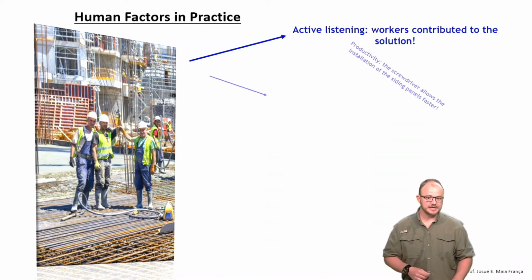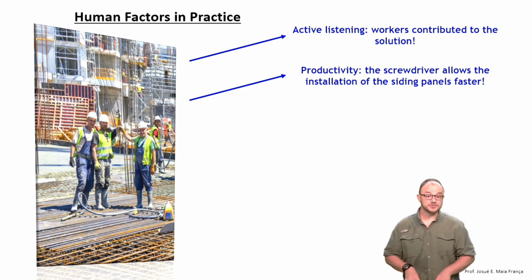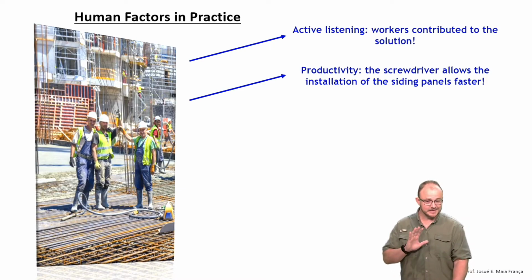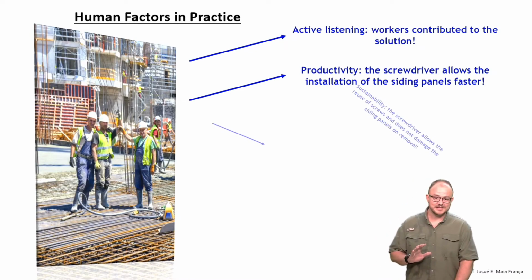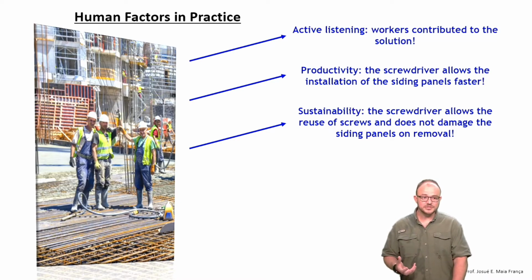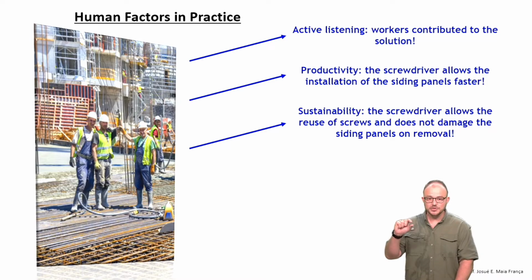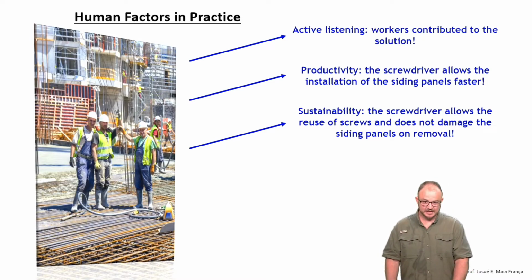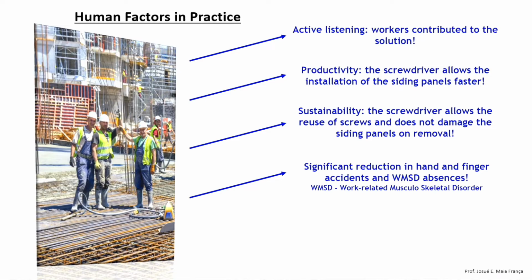Second, they found that there was an increase of productivity because the screwdriver allows the installation of the side panels faster. And it's not only this, even the sustainability, because the screwdriver could reuse the screws and even reuse the same hole to reinstall the side panels. And also, the accident itself, which was the main reason for this human factors approach, was severely reduced, and also all the work-related musculoskeletal disorders.